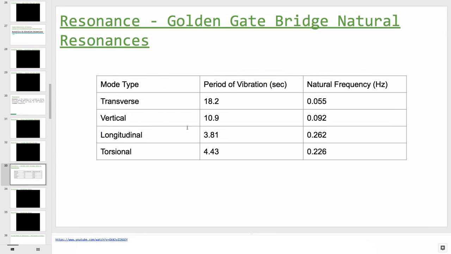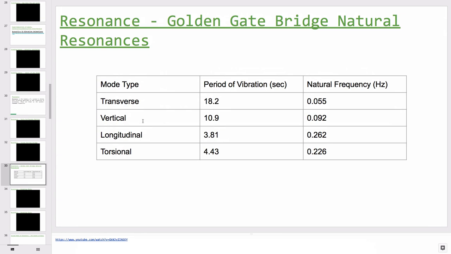And here we have the resonant frequencies of the Golden Gate Bridge, right? So you have the transverse, and we know what that is. Sound waves are longitudinal, the movement runs parallel, and we're talking about a wave actually going through the bridge itself, right? So traveling through the solid material of the bridge. Waves can even move in more tightly packed molecules through solids as well. Sound can move, and its natural frequency is 0.055 hertz.